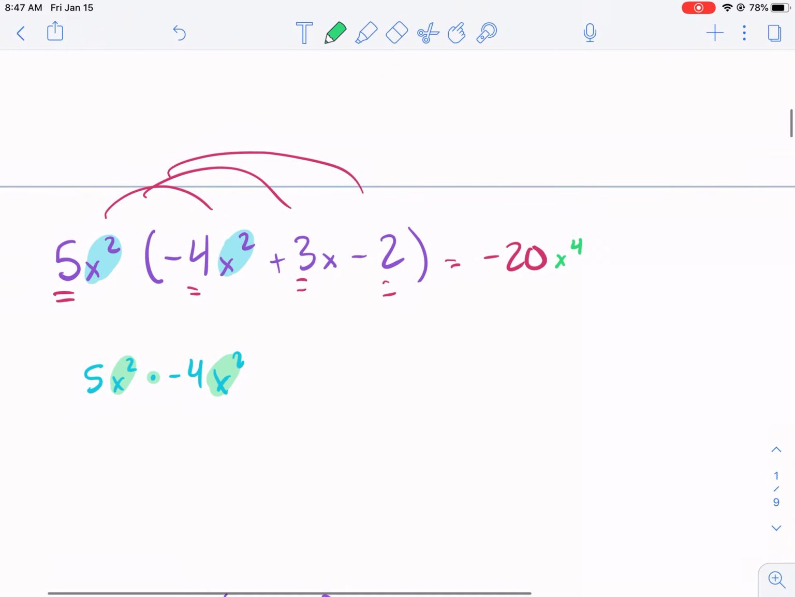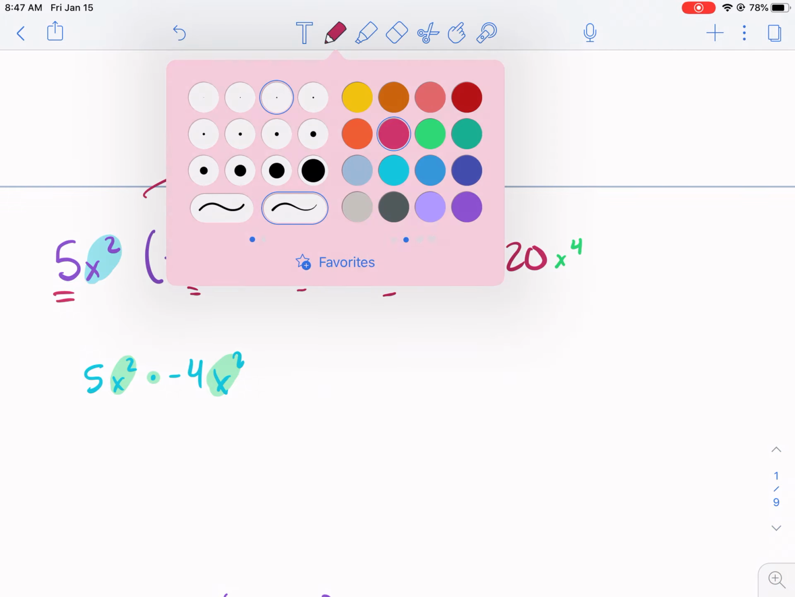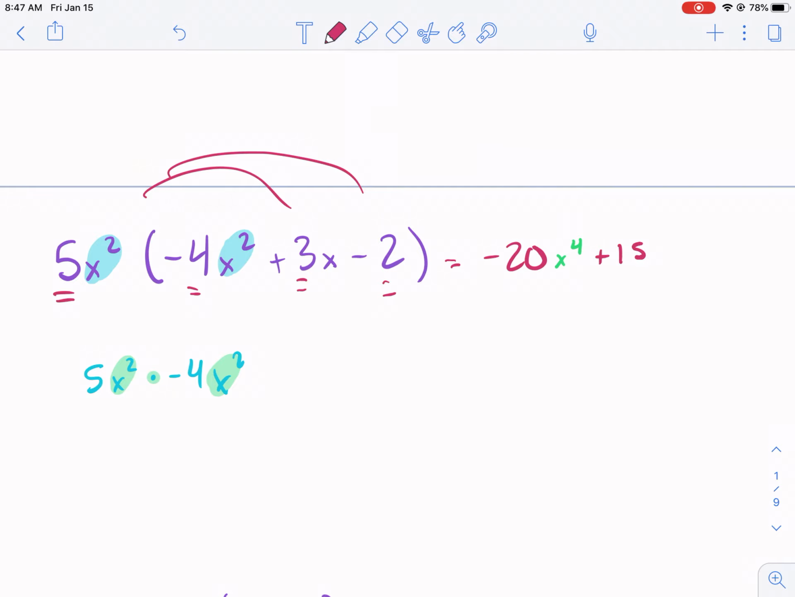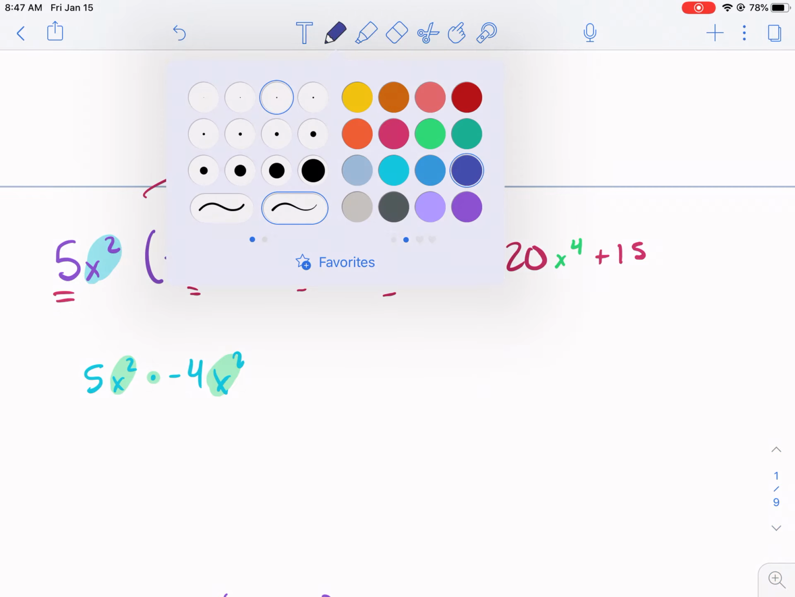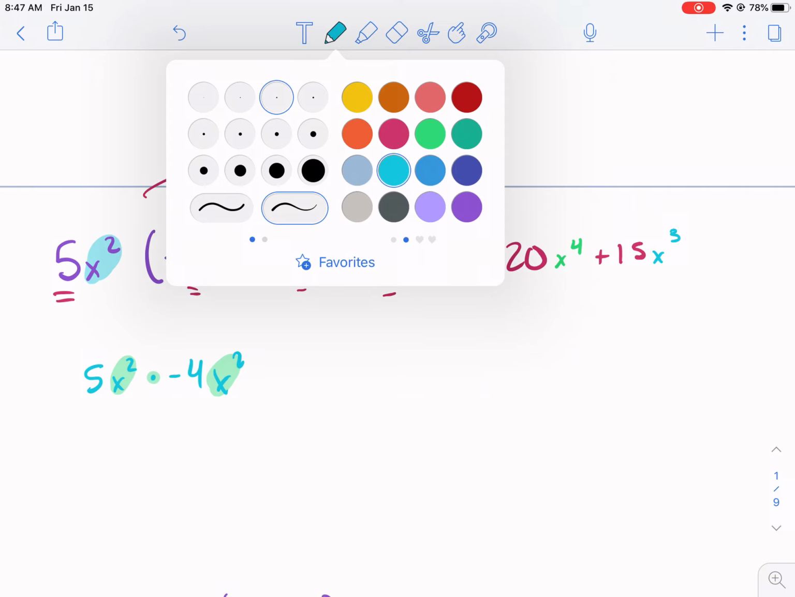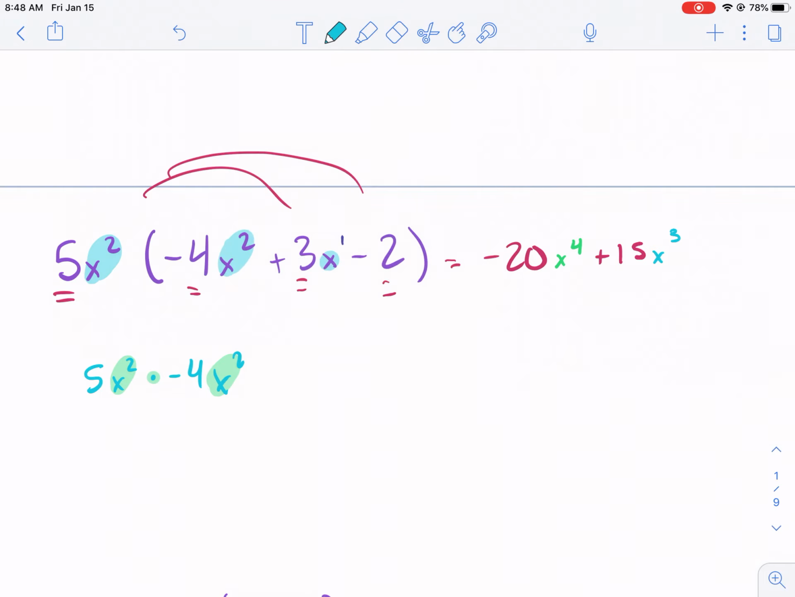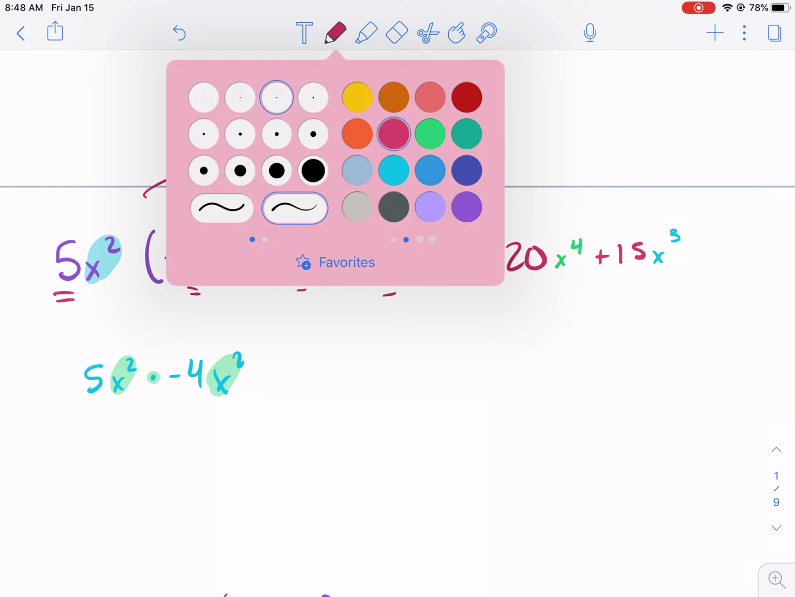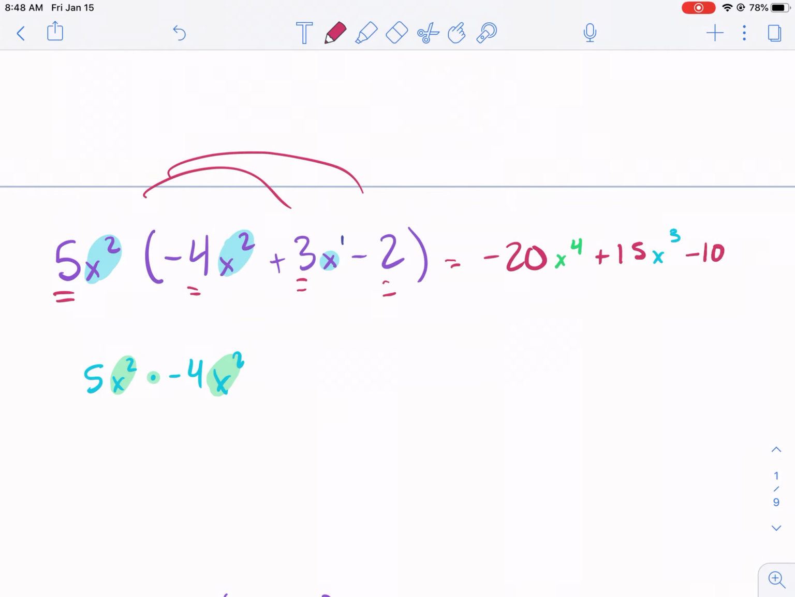Okay. Now we're moving on to the next one. So we're done with this guy. Now we're moving on to the second rainbow, the second distribution. And we get 15, and it's positive. So positive 15. Then we have these two x's together. There's an implied 1 there. So we're going to add exponents, and we get x to the third. Final step, we get minus 2 times positive 5, and that gives us minus 10. Where's my color? Pink. There it is. Minus 10. There's only that x squared.